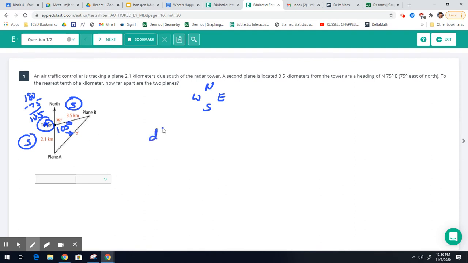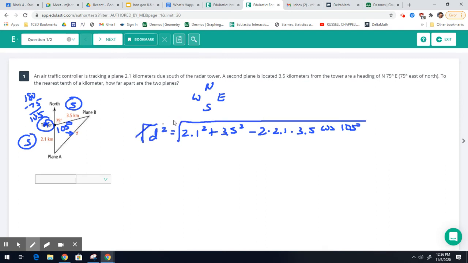So D squared equals, it doesn't matter the other two sides' order, 2.1 squared plus 3.5 squared minus 2 times 2.1 times 3.5 cosine of the angle 105 degrees. And remember, we take the square root of both sides. The square root cancels the squared, and this will get us D. And I am going to take a picture, and we'll do it in the graphing calculator together.